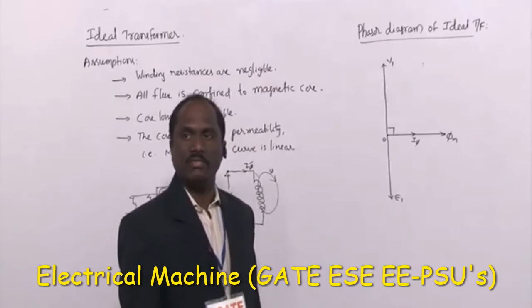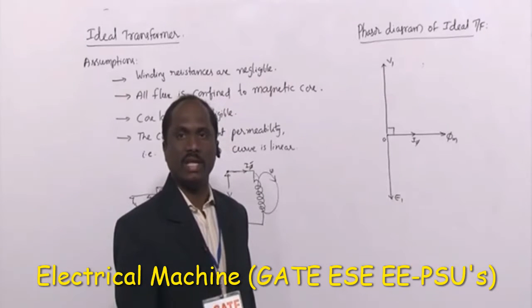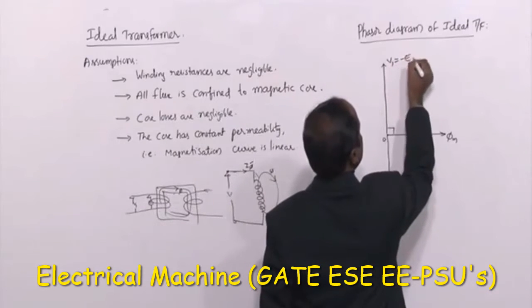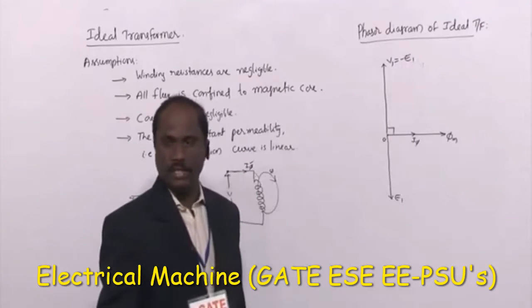How are V1 and E1 when the losses are not there? Both V1 and E1 are equal. That's why V1 is equal to minus E1.